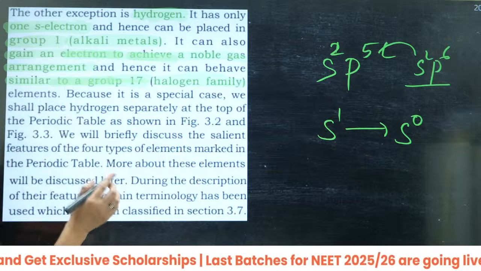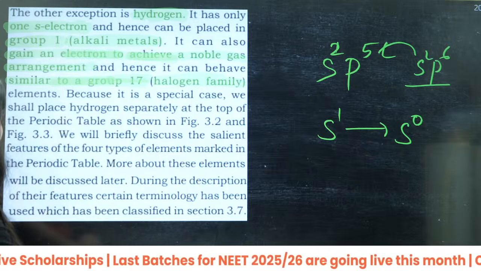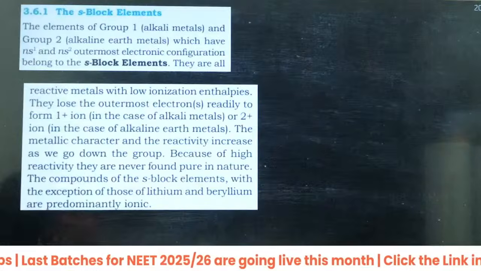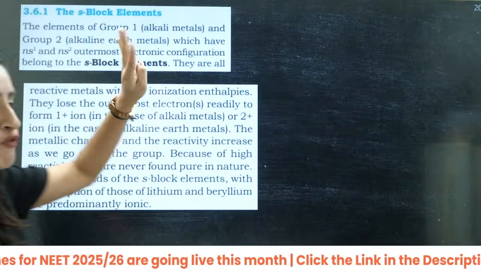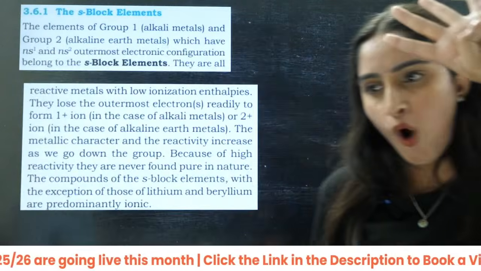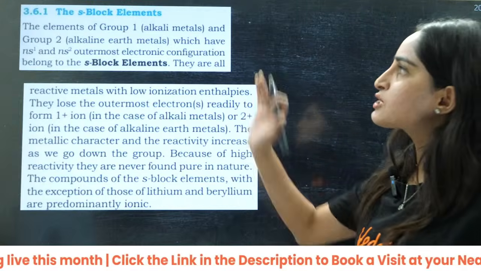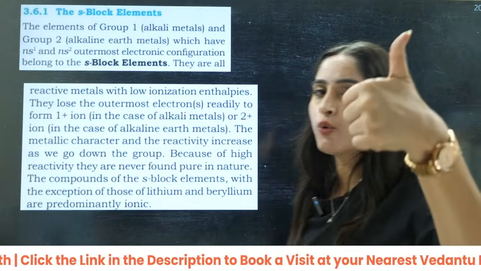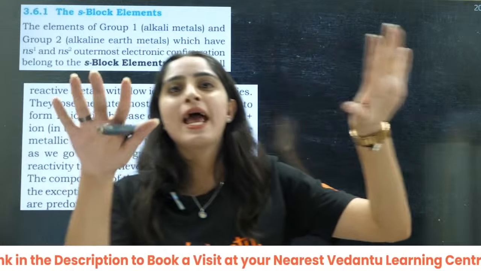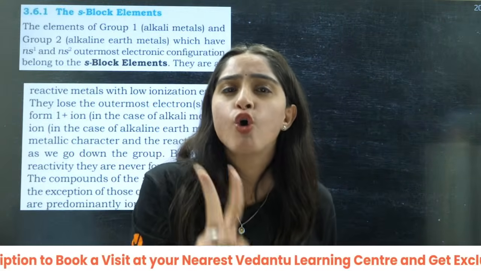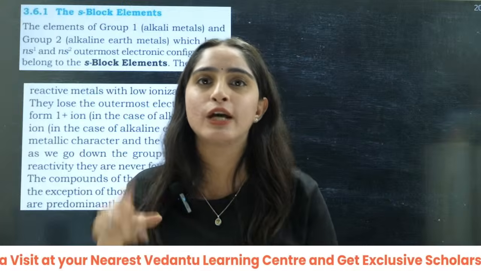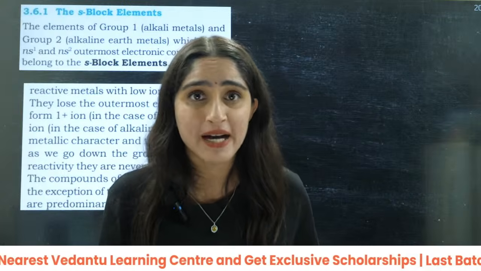Now, because it is a special case, we have done this, and we will briefly discuss the salient features of the four blocks and more about these elements. Let us discuss the S block. S block means two groups here: group number 1, alkali metals, and group number 2, alkaline earth metals.